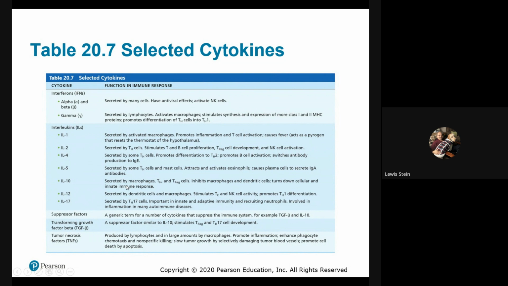Ones that are inhibitory are noteworthy. So IL-10, secreted by macrophages, helper T and regulatory cells, inhibits macrophages, other genes, turns down the innate immune response. So not all of these are what we call pro-inflammatory. This is a bit more anti-inflammatory. Most of the rest of these, IL-17, very important, plays a pivotal role in autoimmune diseases.